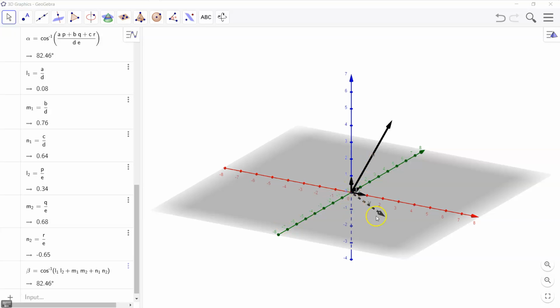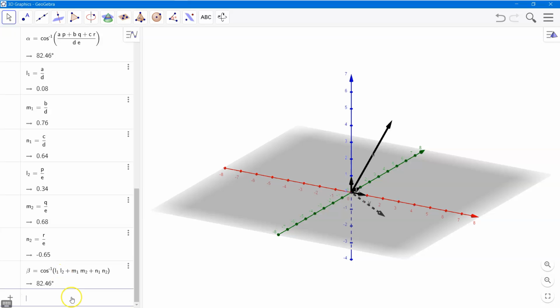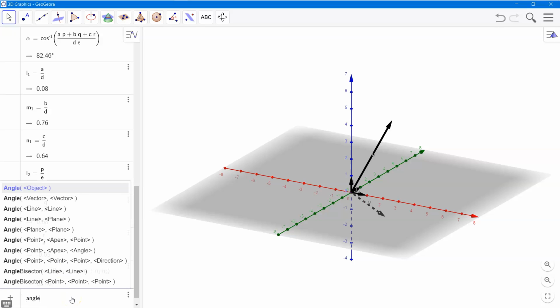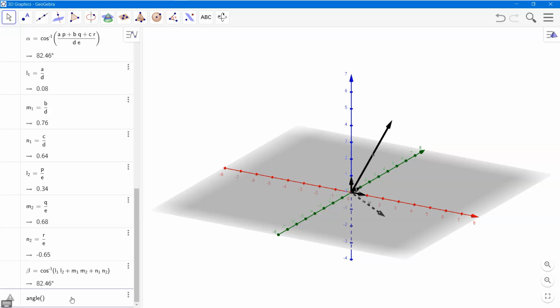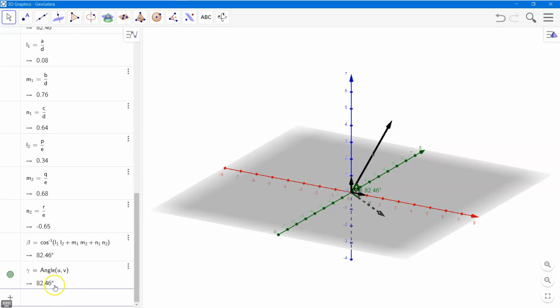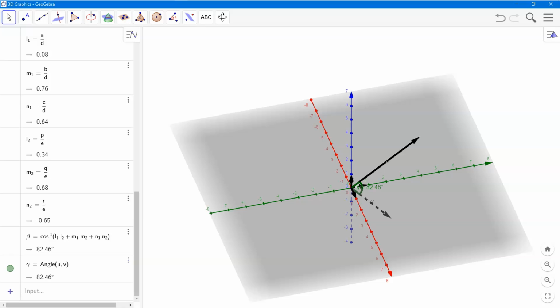Now, two intersecting lines will always form two angles. So the other angle would be the supplementary angle to this. GeoGebra itself has a function, angle between, I think, u comma v. Yes, 82.46. And if the angle is 90 degrees, then the lines are perpendicular to each other. And if the angle is 0, that means they are parallel to each other. So that is the angle between the lines.